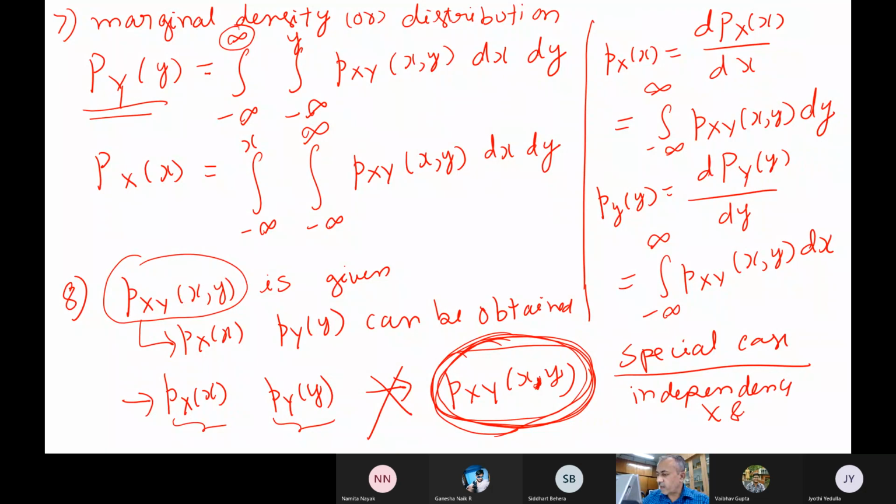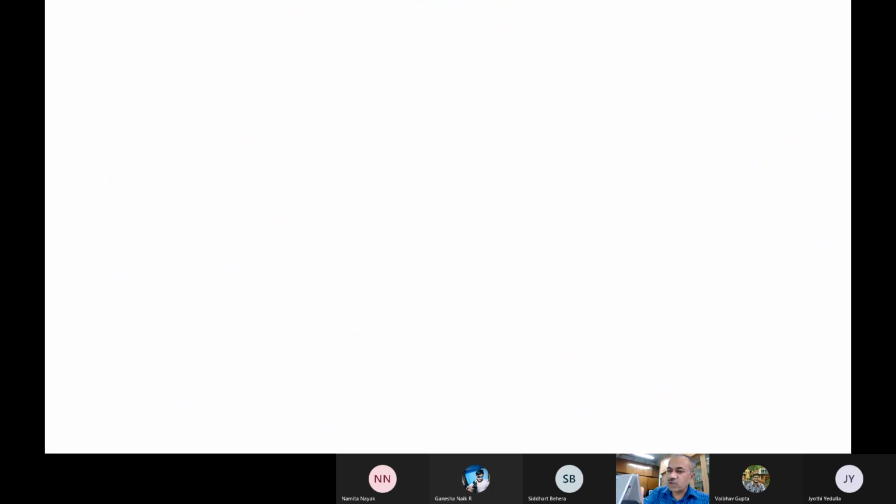Okay, that x and y has to be independent, then only it is valid. But if they are dependent, then no way, you cannot construct the two dimensions from the one-dimensional data. So this also is a very important property. And of course, this is straightforward.